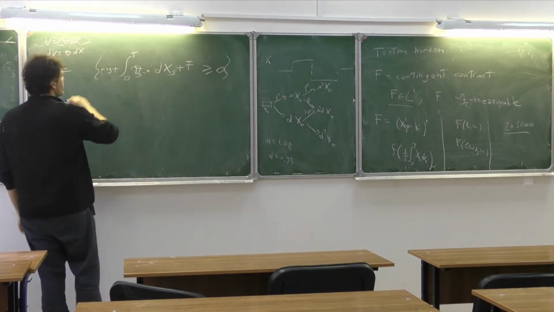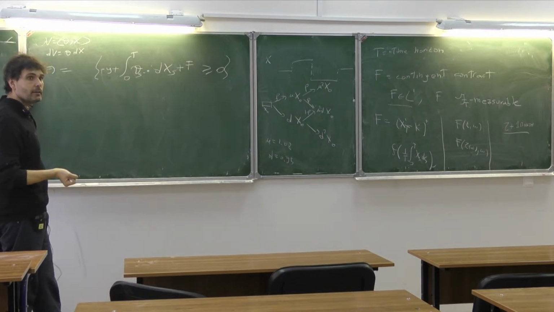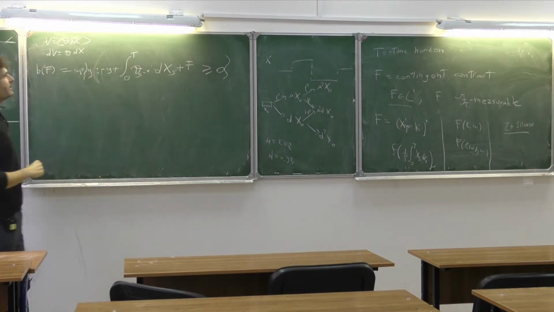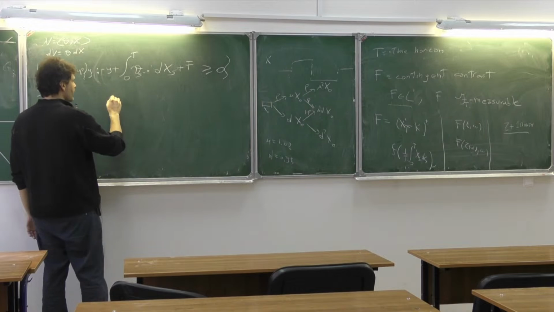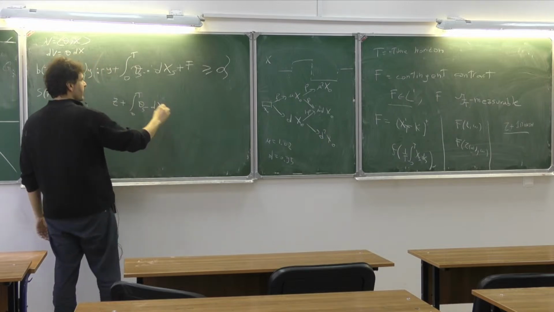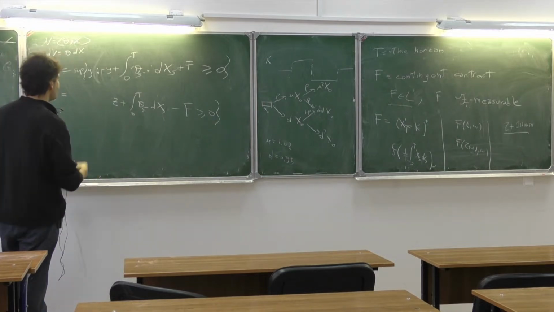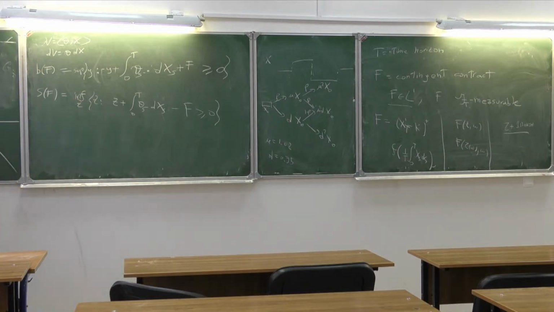So the buyer price, the maximal amount I'm willing to give, will be the supremum of all the y's such that this is positive. The seller price is the same. He receives zeta, then he trades, but at the end he has to give me F. So if this is positive, he will sell for zeta, so the minimal zeta such that this is positive will be the seller price.